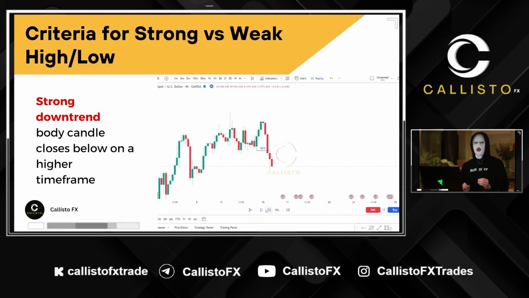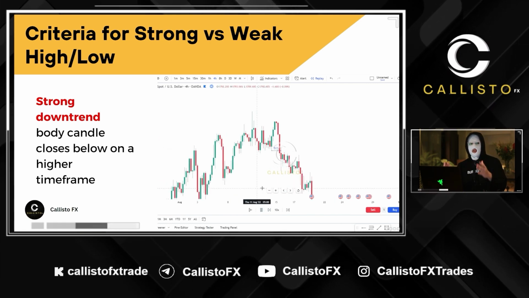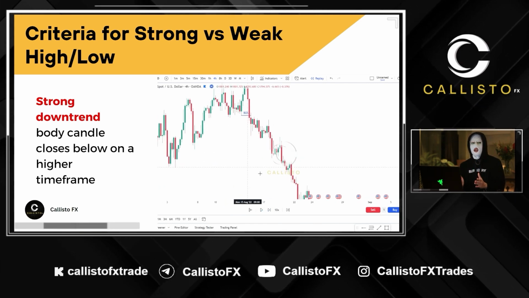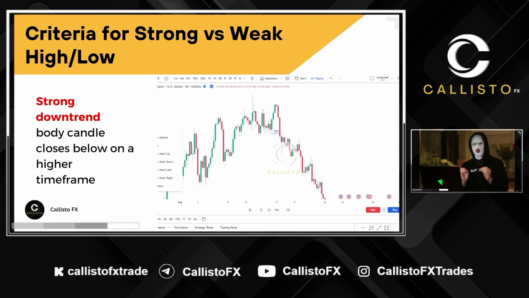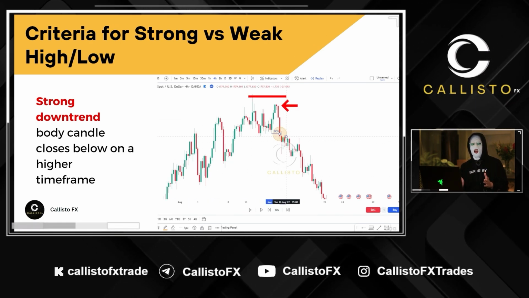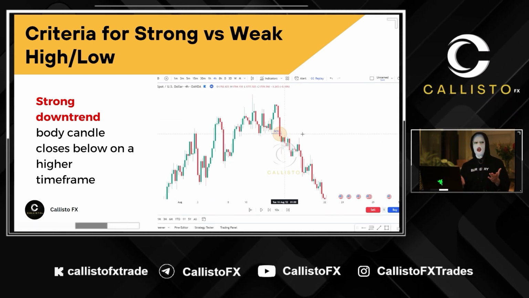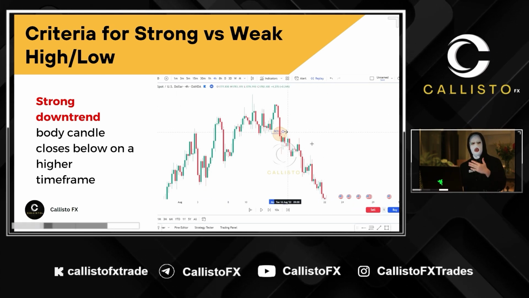Now, similarly, for a strong downtrend, we need to see a body candle close below the previous low in order for it to qualify as a strong downtrend. In this video, we can spot a strong bearish body close below the low after trying to break the high and fail, resulting in continued bearish prices that ensued after the close.